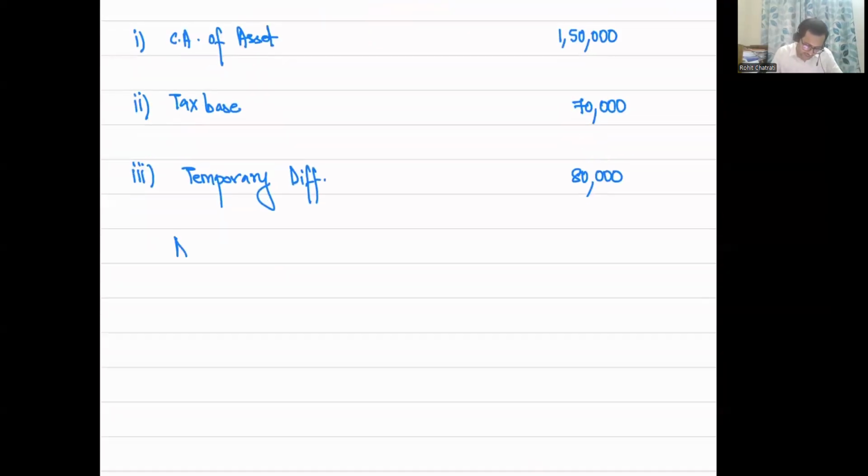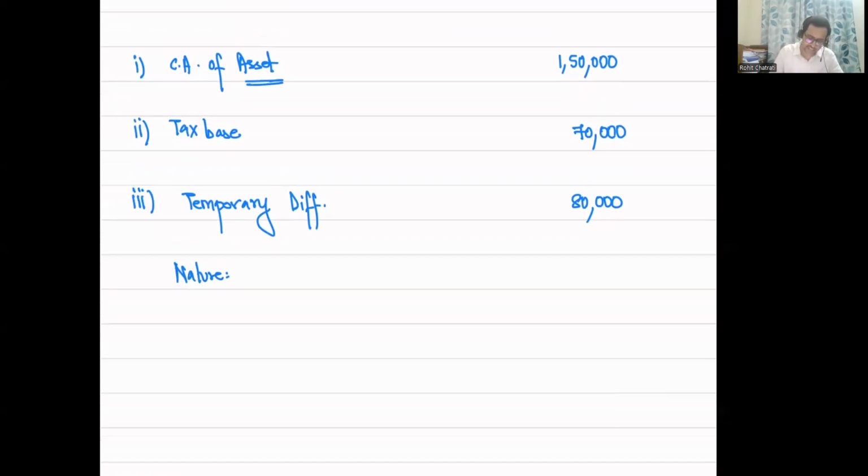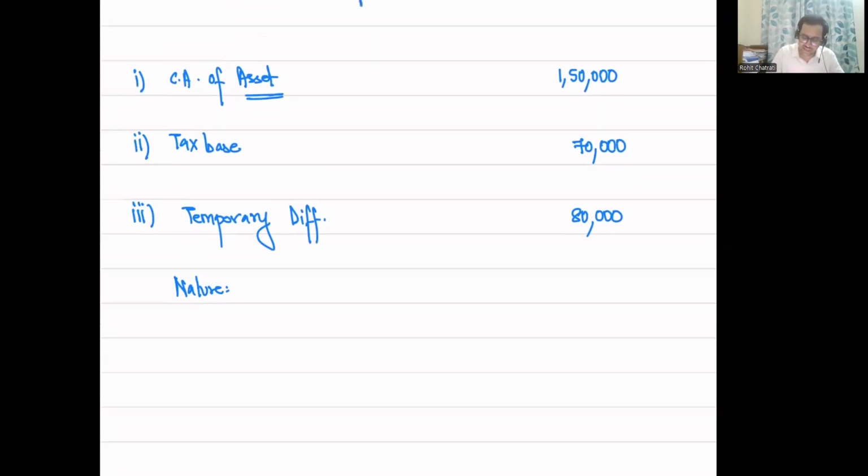Now comes the nature of the temporary difference. If you start interpreting it, this is basically an asset. The interpretation is that this 1,50,000 represents the future economic benefits that I'm going to receive. It represents the future taxable income.